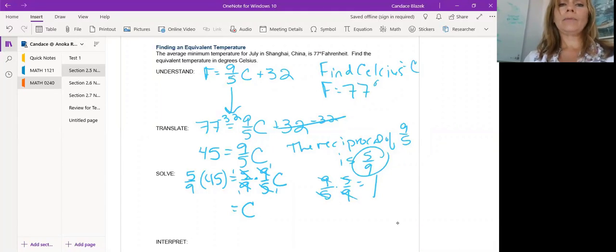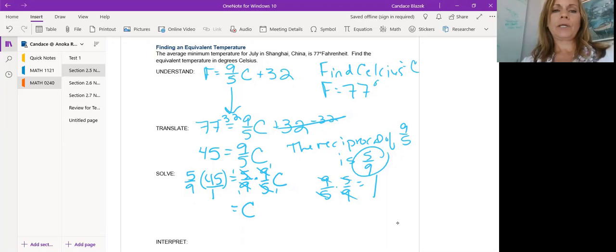Now, when we're talking about the left, I like writing my whole numbers, like 45, over a 1 when I'm multiplying by a fraction, because it shows me how I can cross cancel. Because I do notice here that 9 goes into 9 once and it goes into 45 5 times. And then the denominator, we just have a 1 times a 1. Leaves us a denominator of 1. And 5 times 5 is 25. Okay. In fact, we could say it's 25 degrees because that's our C. But I'm going to save that for interpret.